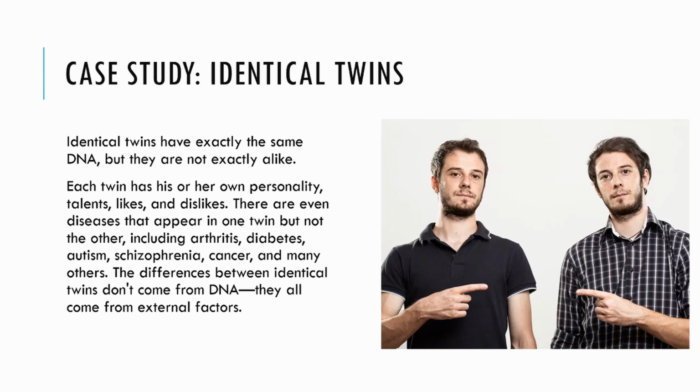When it comes to identical twins, they have the exact same DNA, yet they're not always going to be exactly alike. And this is because of that environment. Every single twin has their own personality, talents, likes, and dislikes, and even diseases can be different from one twin to another. One twin may end up with arthritis or diabetes or schizophrenia, and the other twin won't ever develop it. Although they have the identical DNA, there's external factors that will affect the outcome overall.